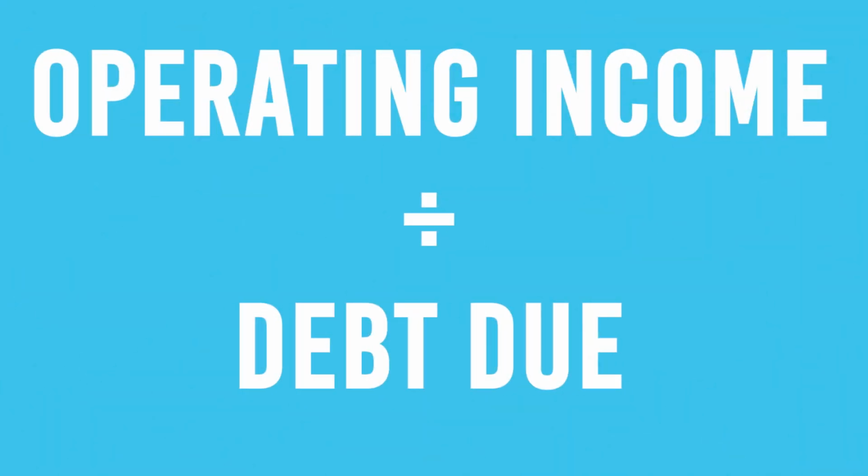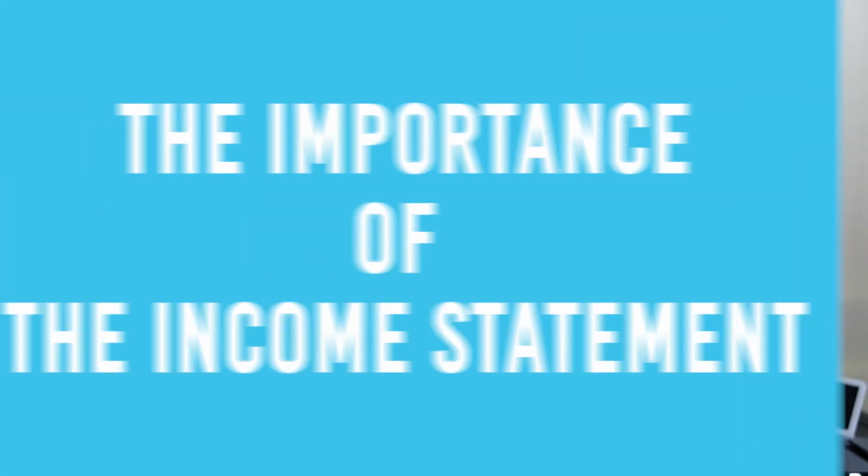Ratios can also be done by combining the financial statements. So for example, looking at your operating income divided by the debt that's going to come due in the next 12 months. Ratios don't tell the whole story, but if you pick the right ones, they can be very helpful in understanding your financial performance.